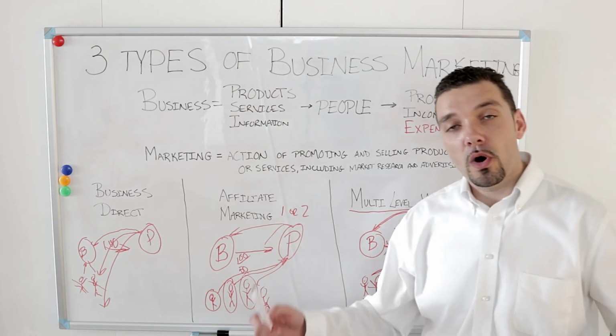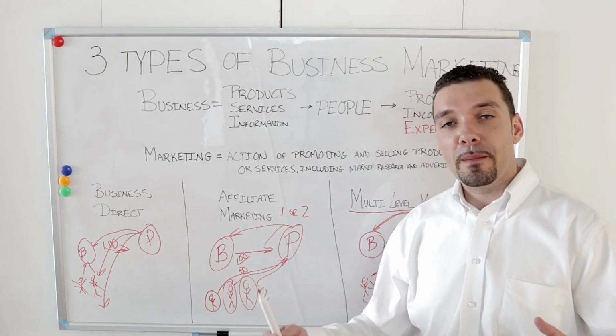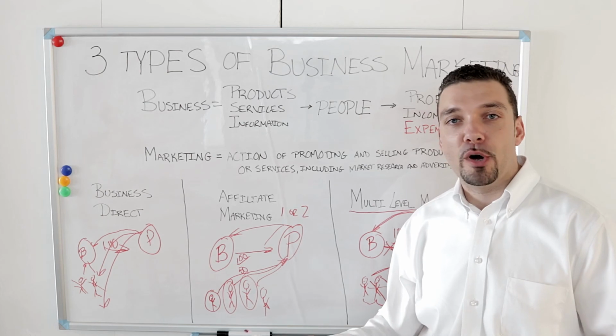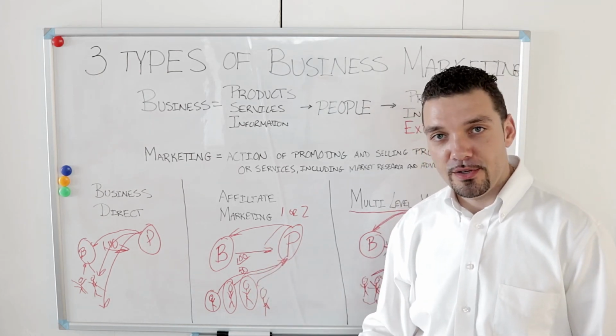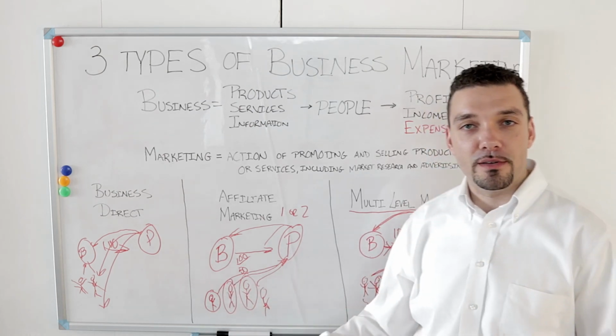So understand what multi-level marketing is, what affiliate marketing is, what business marketing is. Stop putting this whole negative thing out there that marketing doesn't work, this thing doesn't work. You need to understand who you're selling to, you need to understand how to market, and you need to understand the different models of marketing.